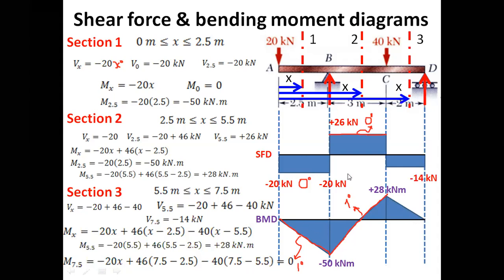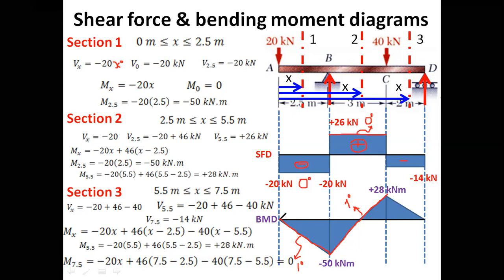So now here you could see that we have drawn the shear force diagram and the bending moment diagram. This is the shear force distribution over the length of the beam, and this is the bending moment distribution over the length of the beam. Here, the shear force is negative. Then in that portion of the beam, the shear force is positive. Again, the shear force is negative.